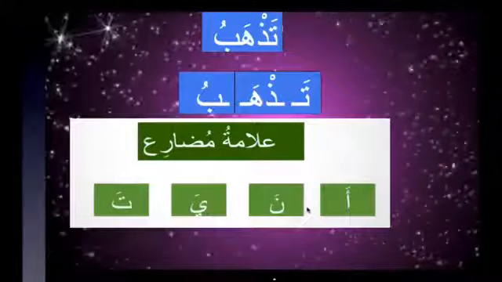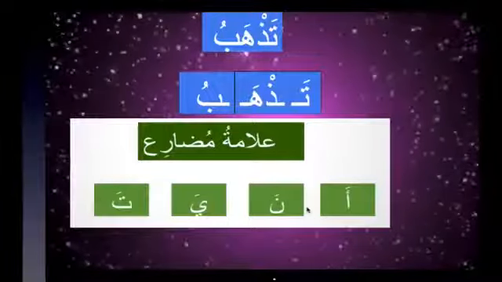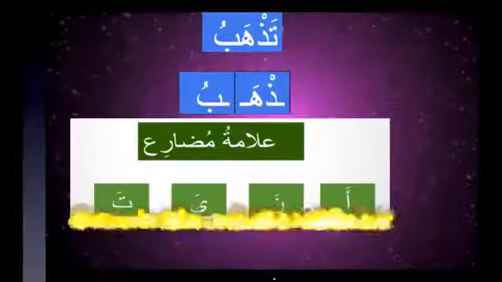Just keep an eye on the hamzatul qat', which is a sign of mudari. So we don't need this sign, we'll take this away. So you don't see the alamat mudari in fi'l amr. Also, the fi'l amr is in the status of majzoom. That means the last kalima, the lam kalima, will always have a sukun in the single second person form. So we're going to take this away and bring a majzoom form, that is the lam kalima will have a sukun.